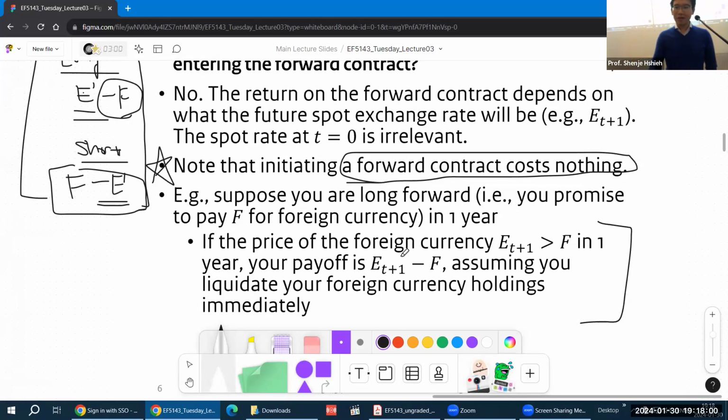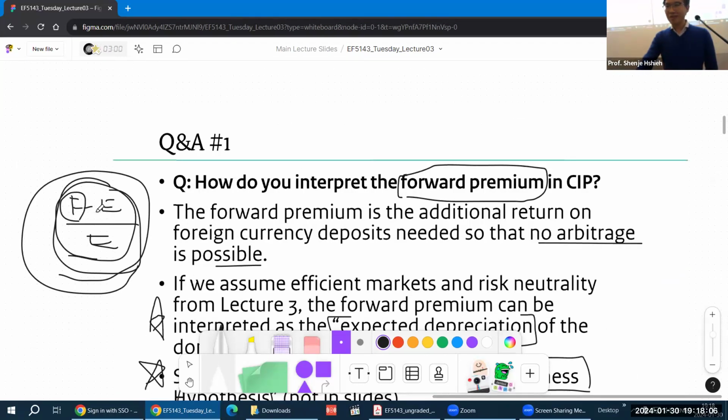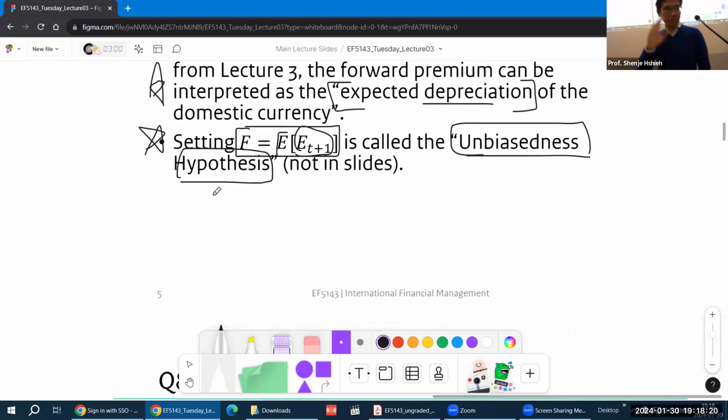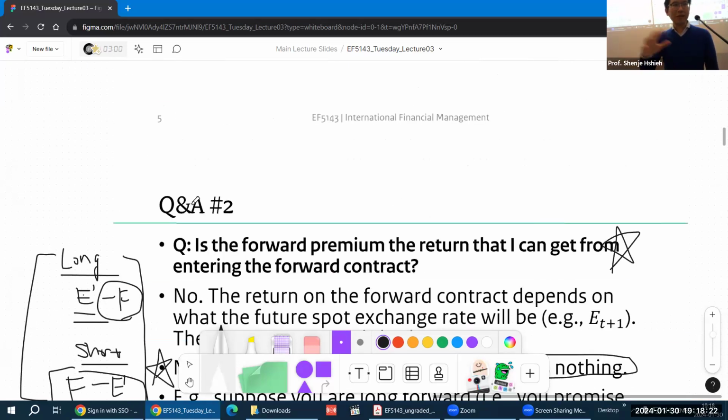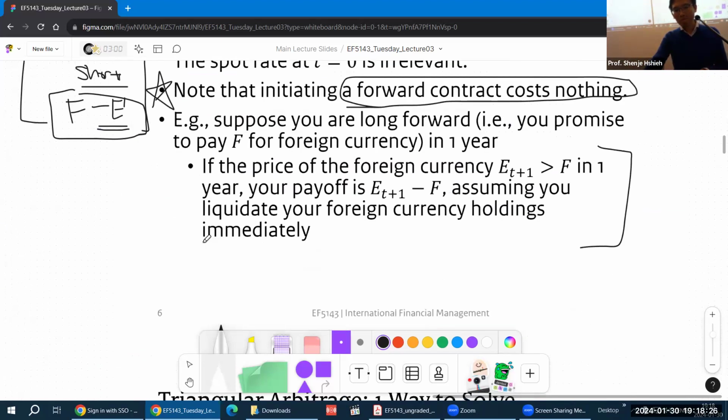So I hope this clears any sort of confusion people may have. This is different than the return you get on the forward contract. This is using the forward contract as a proxy, to substitute for the future price of the foreign asset, the foreign currency, right? So again, good questions, just clarifying the distinction between forward return versus forward premium.